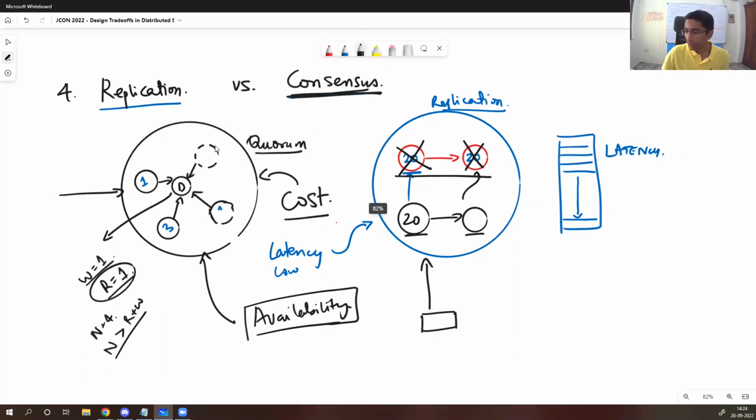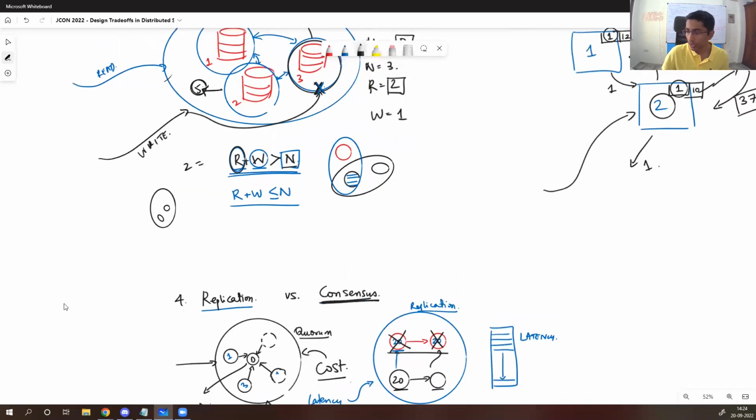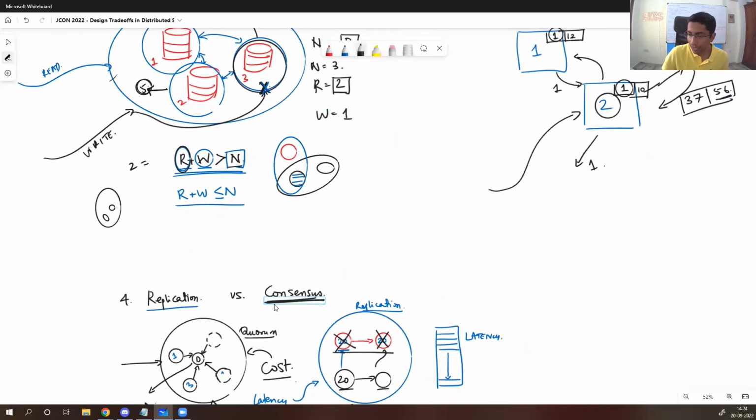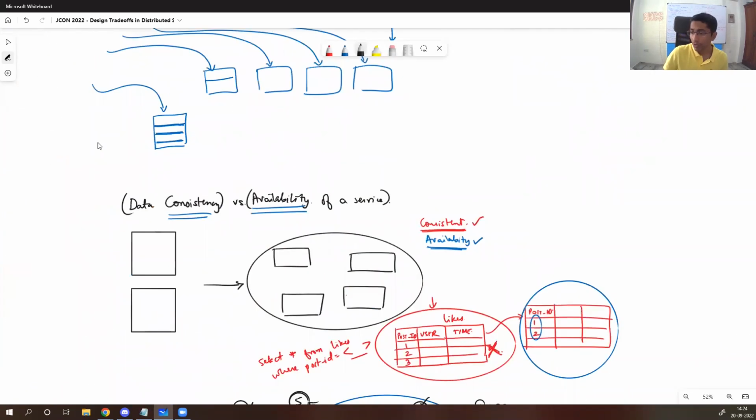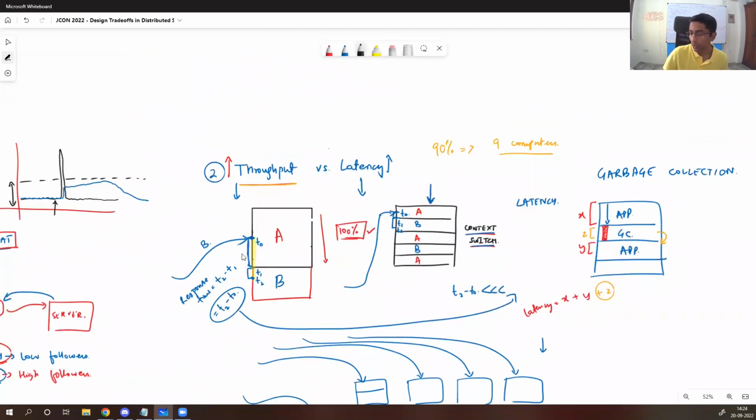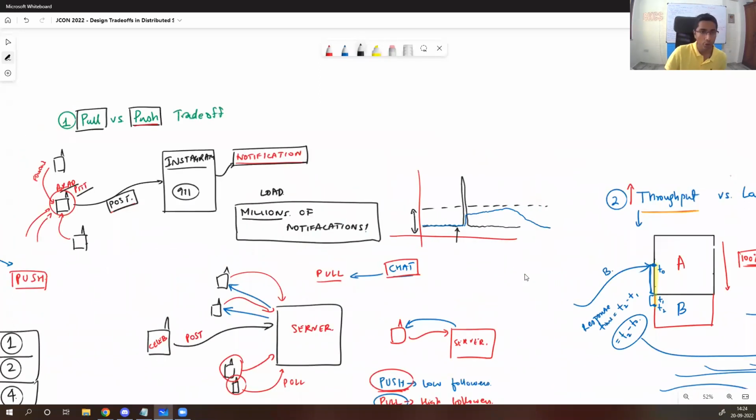I think we have picked 4 trade-offs in distributed systems. Replication versus consensus, consistency versus availability, throughput versus latency, and pull versus push. I hope this helps you in your day-to-day engineering life to make good decisions. Thank you for this.